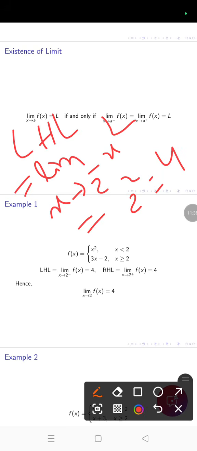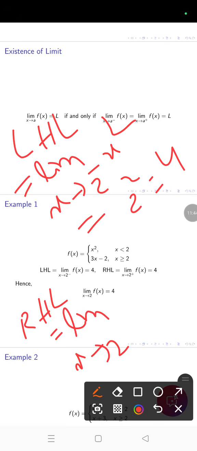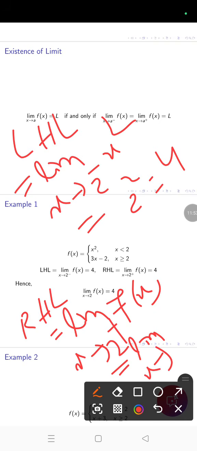Now for the right hand limit, RHL is equal to limit x tends to 2 plus f(x). Now what is f(x) here? When x tends to 2 plus, what does 2 plus mean? It is greater than 2. So for greater than 2, the function is defined as 3x minus 2. When x is greater than 2, f(x) is 3x minus 2.